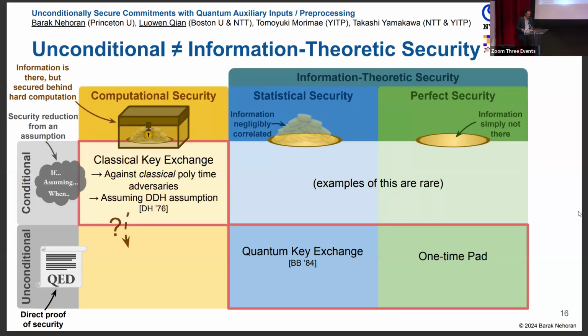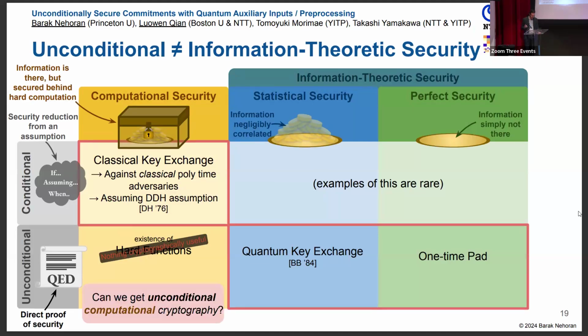But unfortunately, there are barriers to doing this, and computer scientists have struggled to get around them. For classical cryptography in particular, this would require showing that P doesn't equal NP. And so we do have things like the existence of hard to compute functions, which are proven by a counting argument, but nothing cryptographically useful. So can we get unconditionally secure computational cryptography?